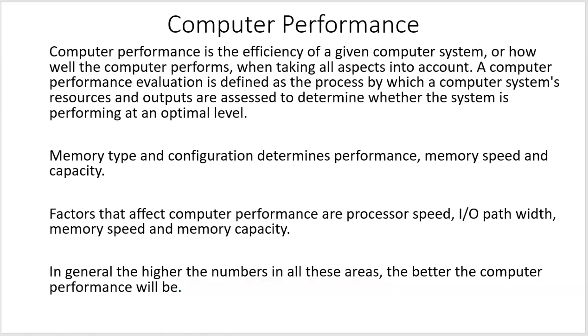Computer performance is the efficiency of a given computer system, or how well it performs when taking all aspects into account. Memory type and configuration determines performance, memory speed, and capacity. Factors that affect computer performance are processor speed, I/O path width, memory speed, and memory capacity. In general, the bigger the numbers in all these areas, the better the computer will perform.